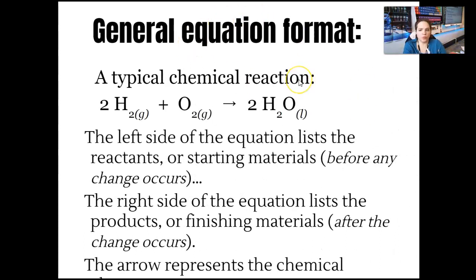So, general equation format, this is what you could generally see. You see something plus something goes to something, or something goes to something. You're going to see this right here. On the left side, these are the reactants. It's what you're putting together to make something, or the starting stuff. And then on the right side, you get the ending stuff, or the products, the finishing material. This arrow represents a chemical change.